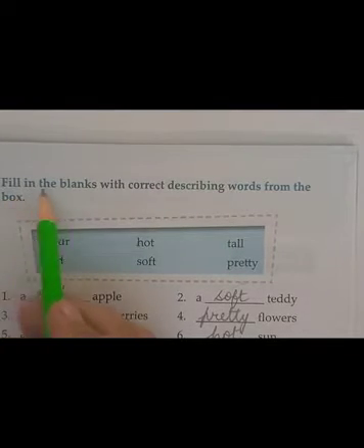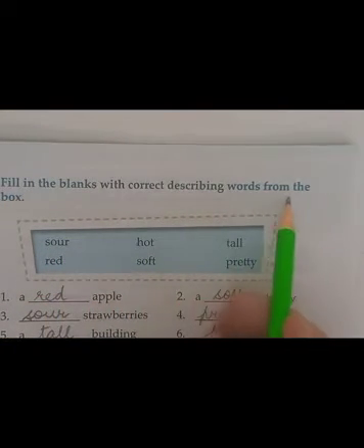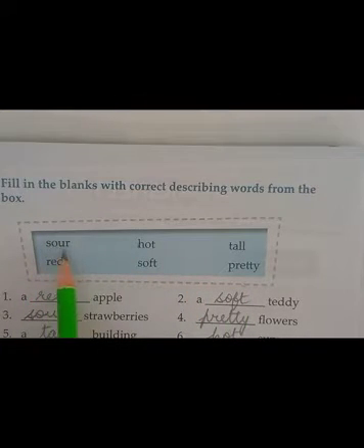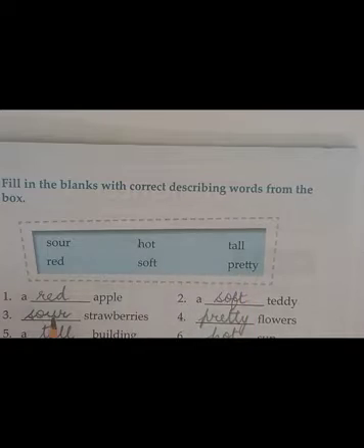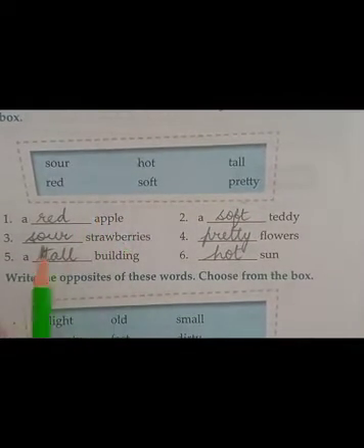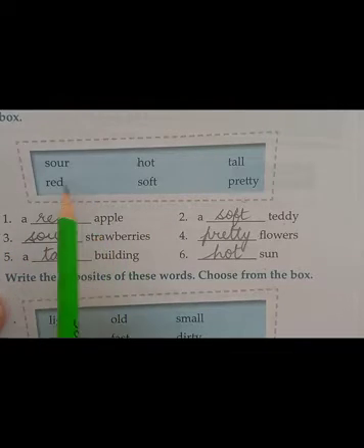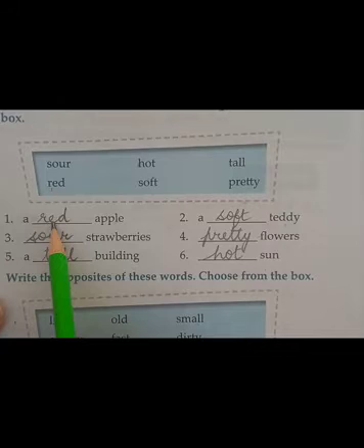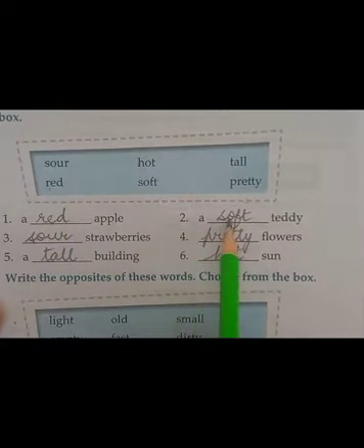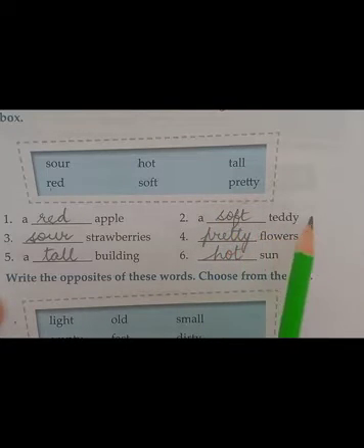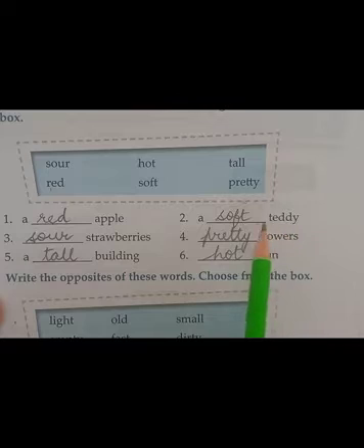Exercise B2, fill in the blanks with correct describing words from the box. We will read the words in the box. Sour, red, hot, soft, tall, pretty. Now, you have to write these words in the correct place. Number 1, a dash apple. So, an apple is red. So, we will write red here, R-E-D, red. Number 2, a soft teddy. S-O-F-T, soft teddy. Teddy is soft. When you touch it, you feel it soft.